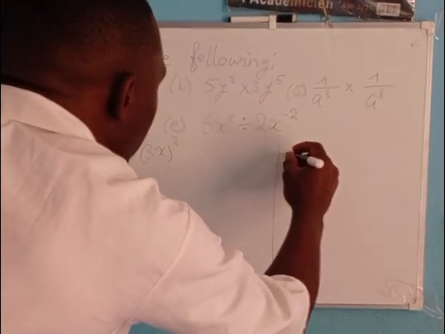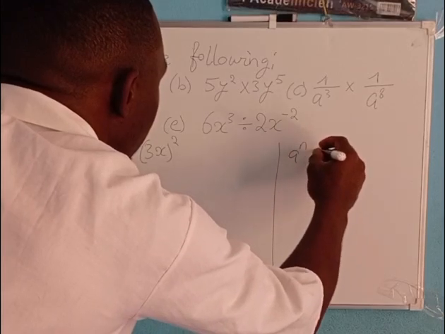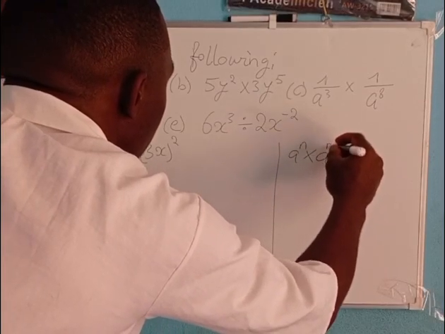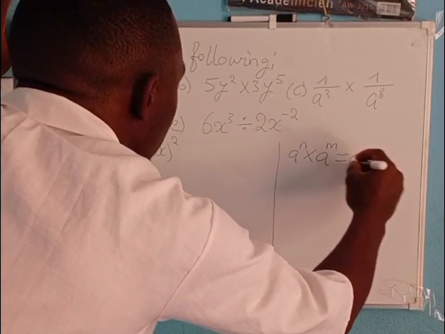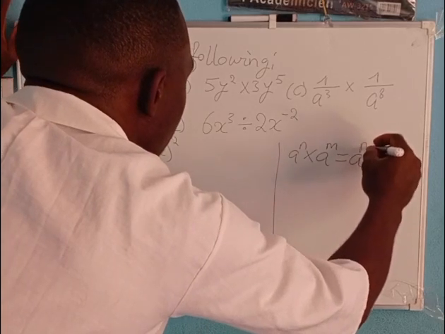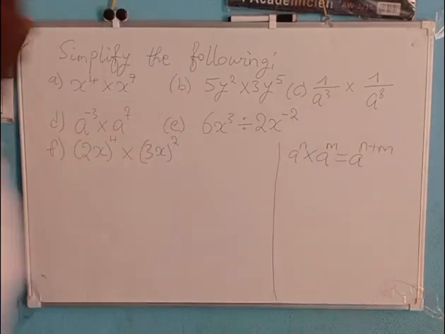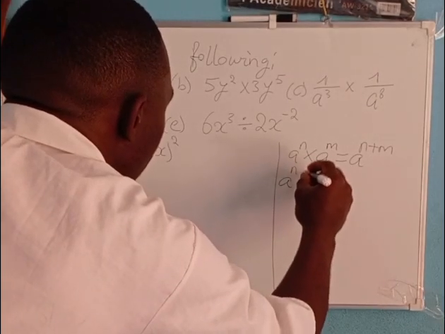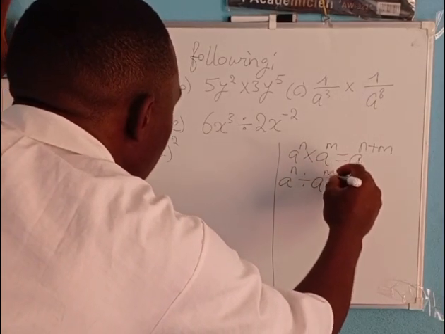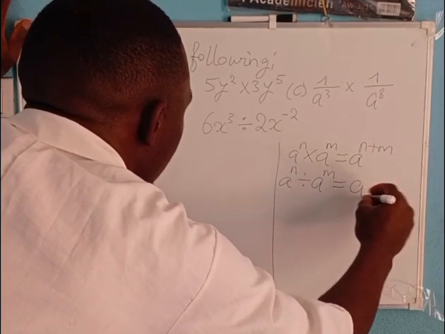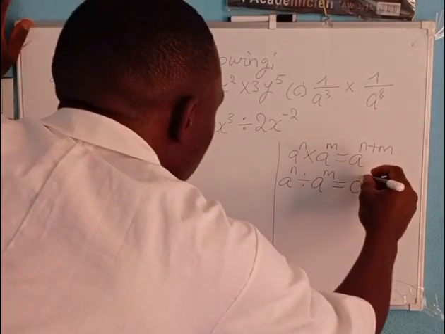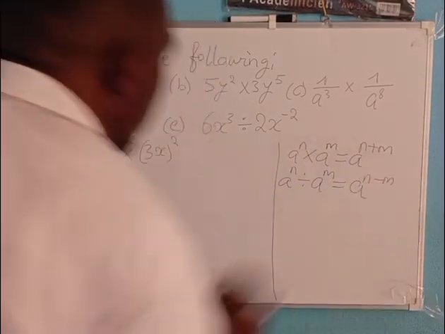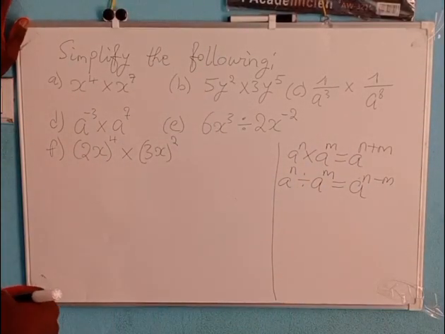The first one, take a raised to the power n times a raised to the power m is simply equal to a raised to the power n plus m. We add their powers. The next, a raised to the power n divided by a raised to the power m is simply equal to a raised to the power n minus m. We subtract the powers.